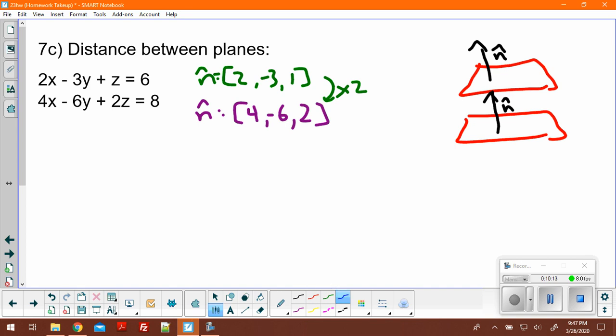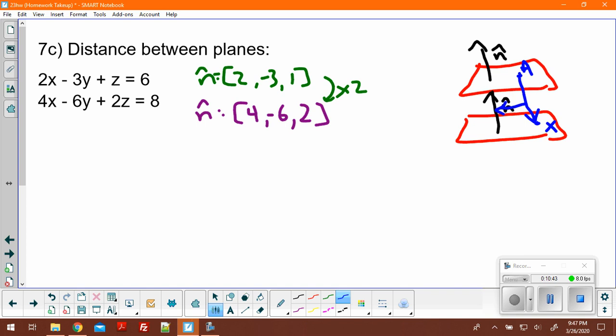So the rest of the procedure is going to be the same as what we did for a line and a plane, or a point and a plane. I'm basically just going to figure out a point on the first plane, a point on the second plane, X, find my vector AX, and then project it onto the normal. Same kind of procedure here. We're just going to need to take a minute to figure out some points.